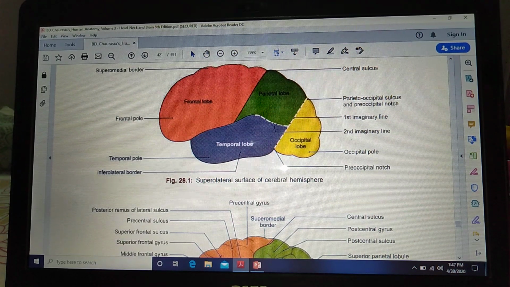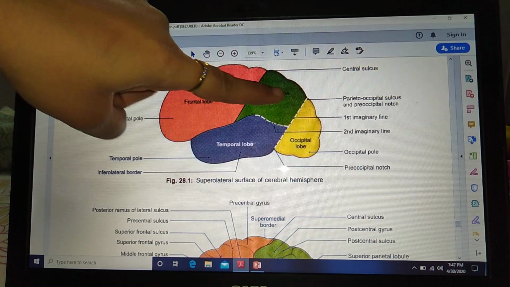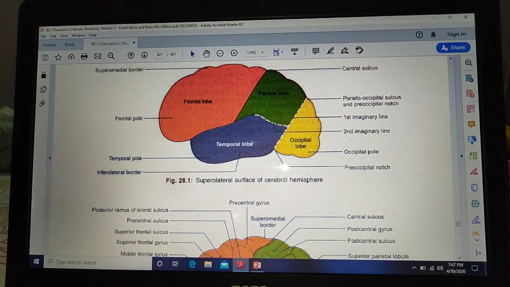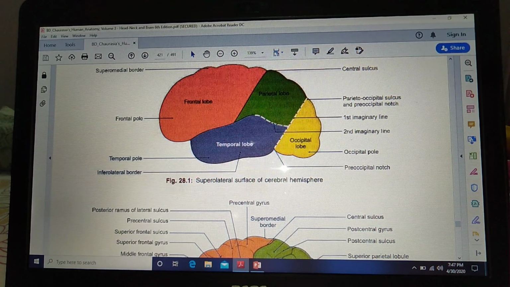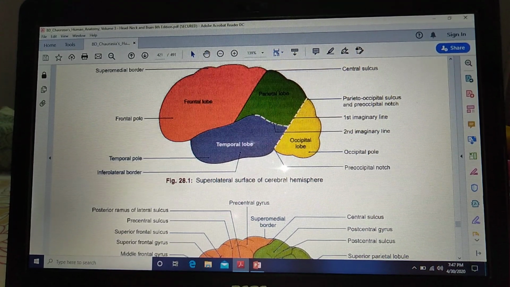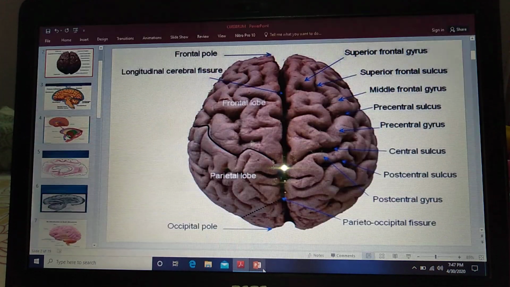Now next is the lobes of the cerebral hemispheres. Each cerebral hemisphere is divided into 4 lobes: frontal, parietal, occipital and temporal lobes, right? Their position corresponds very roughly to that of the corresponding bones. You know the bones in the skull, all the 4 bones. So similarly will be the areas in the cerebrum also. The lobes are best appreciated on the superolateral surface. The sulci separating the lobes on this surface are: first is the central sulcus, right? For this we will see one better diagram.